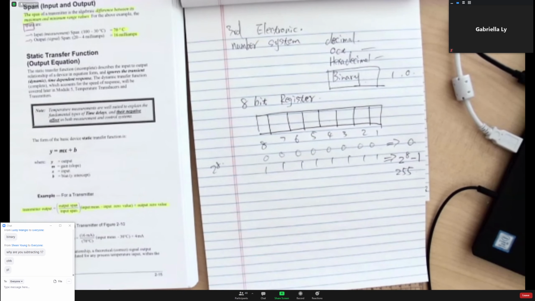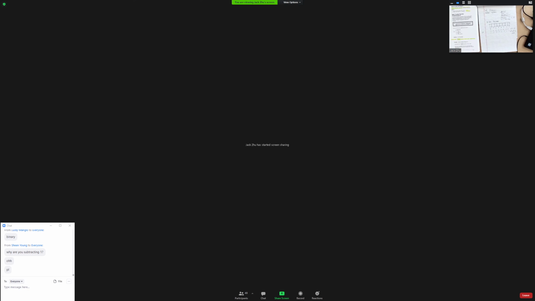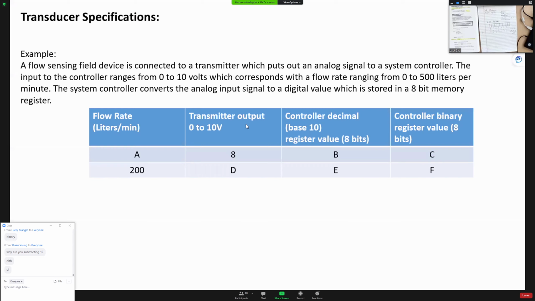So now let's look at this question down here. They give you 2 lines. One line is they give you an output of A, which means A volts. At A volts, can you find out what's the flow rate? That's the first thing you're going to find out.